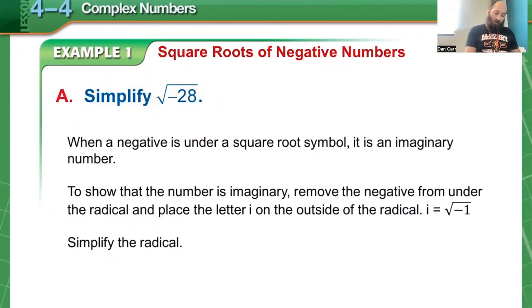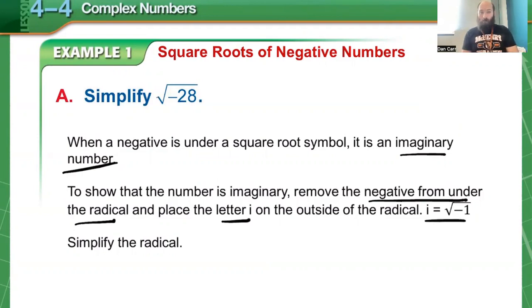So when a negative number is under a square root symbol, it's creating what's called an imaginary number. To help show us that imaginary number, we're going to simplify it a little bit. And what that means is we're going to remove the negative from under the radical. And instead of having it as a negative number, we're going to call it the letter i. So for all purposes we look at, i will equal the square root of -1.